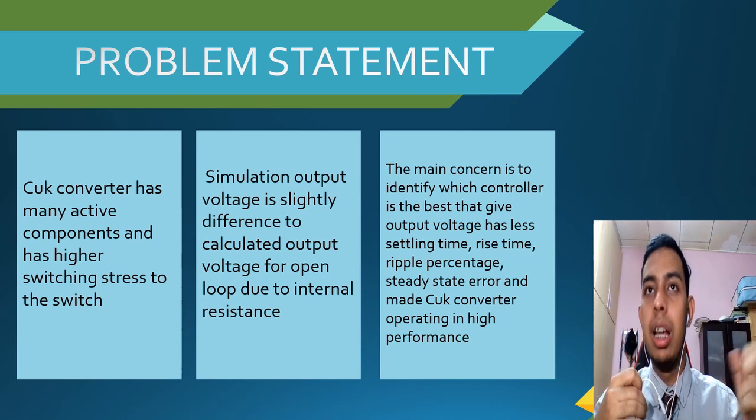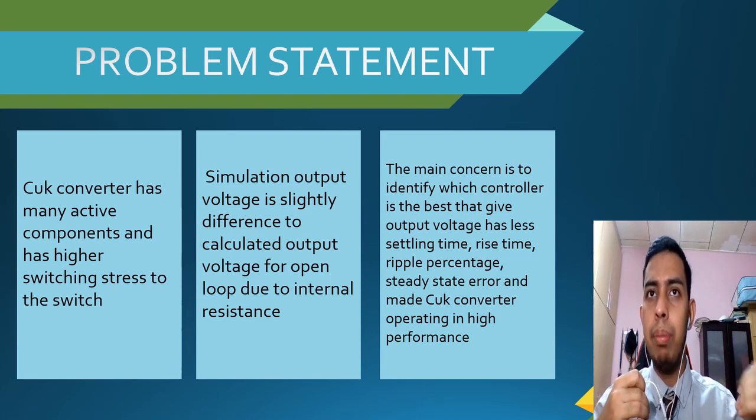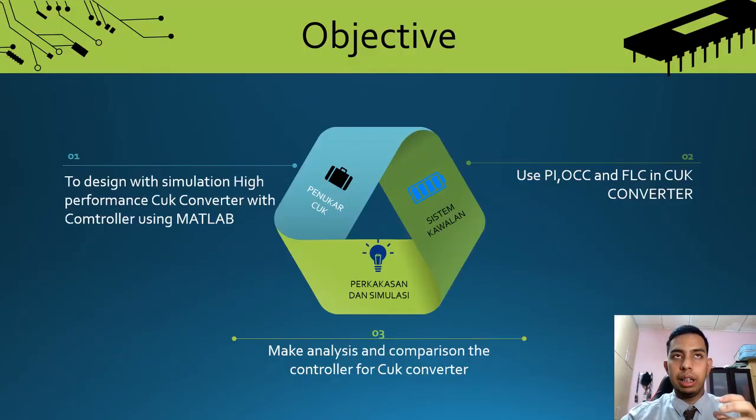to the switch. The main concern is to identify which controller is the best that gives output voltage with less settling time, rise time, ripple percentage, and steady state error, and makes the chute converter operate in high performance. For the objective, we designed the high performance chute converter using MATLAB and used PI, OCC, and FLC in the chute converter. And the third one, make analysis and comparison of the controllers of the chute converter.